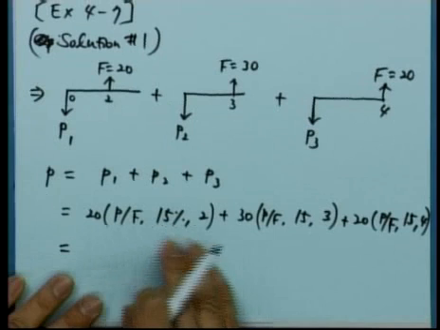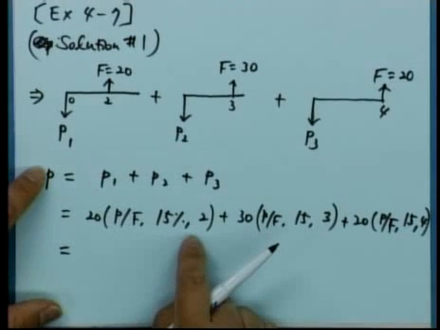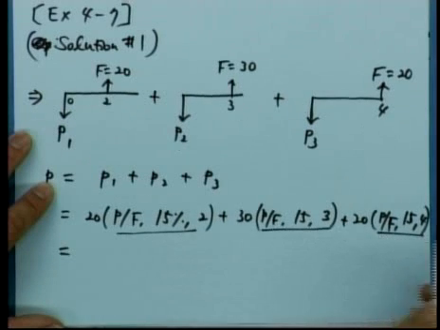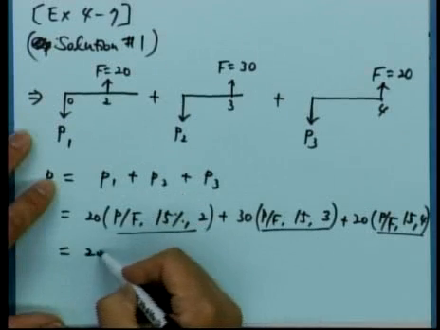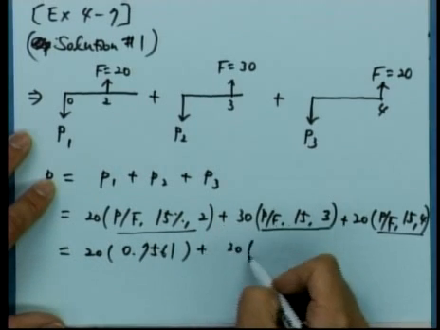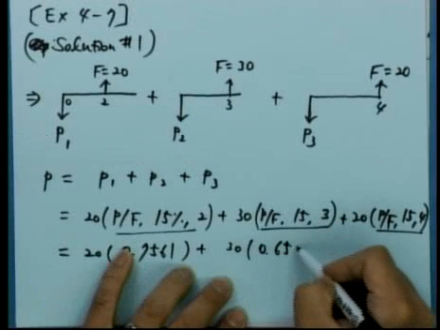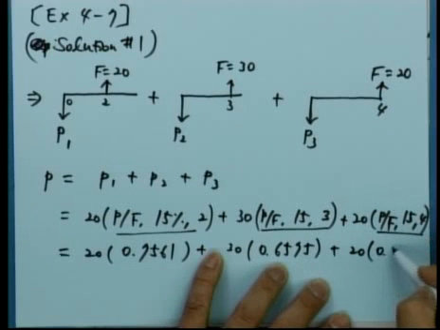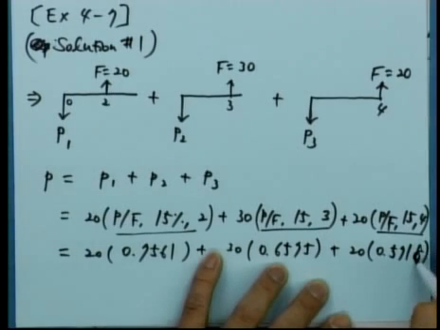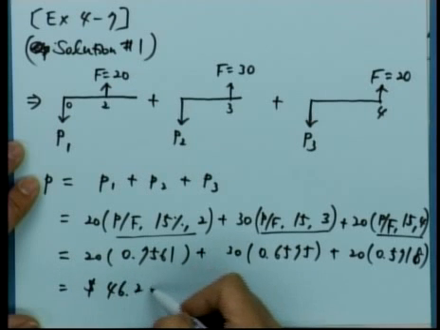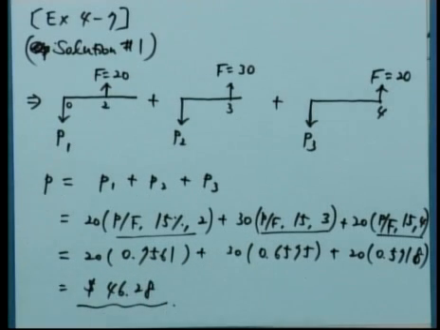And from the compound interest table, from our Appendix C, you can get all these three factor values, right? So those are 0.7561, 30 times 0.6575, and 20 times 0.5718. Okay. So as a result, you're going to have $46.28. Okay.